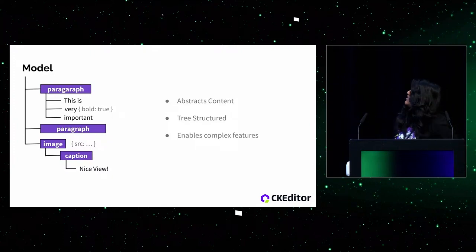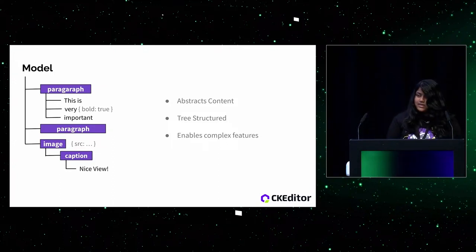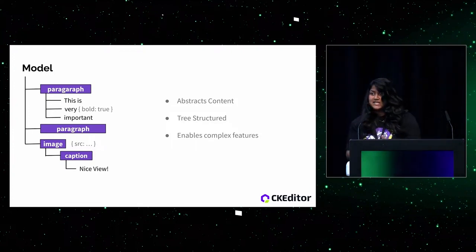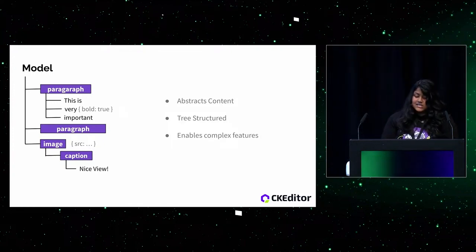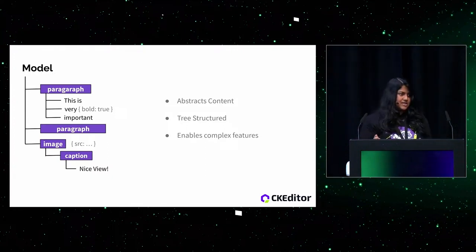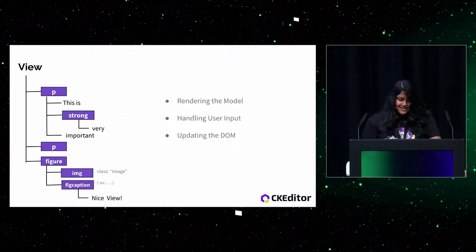And then I think ultimately this tree structure for the model enables complex features. The abstract nature of this model really enables you to have things like tables, lists, nested blocks, as they can be represented as part of the tree without you actually having to worry about the specifics of the HTML syntax itself. And if you've ever worked with HTML, you do know that it gets complicated.